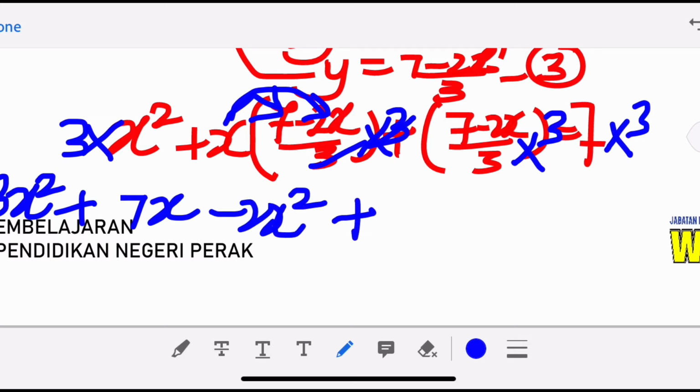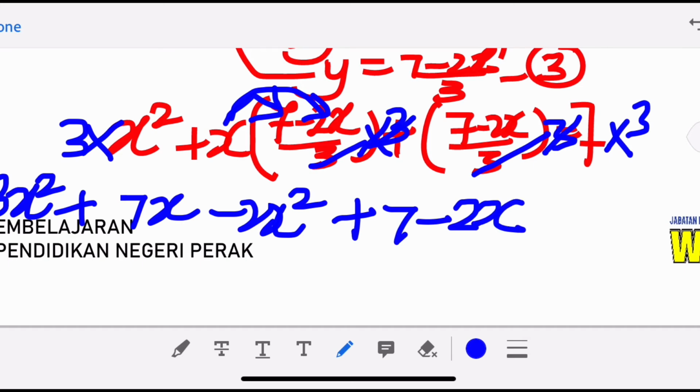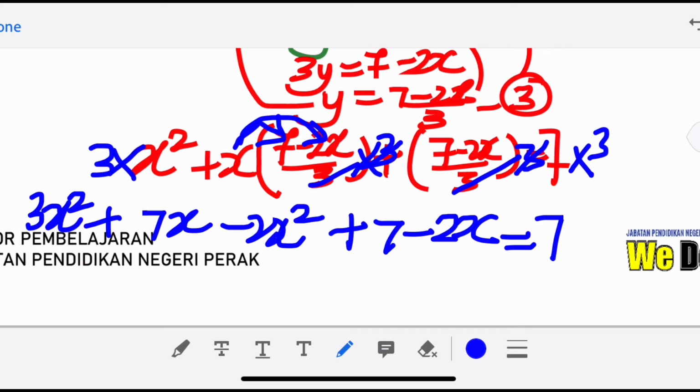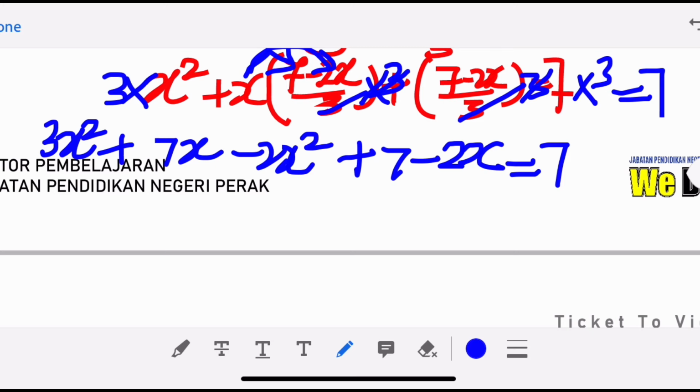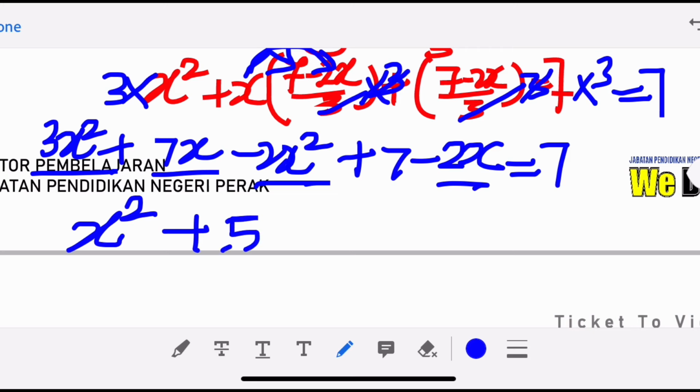Right, and then this 3 you cancel out, so it becomes very simple. In fact you don't have the times, because the 3 is cancelled out with the denominator. Is equal to 7. Alright, here is equal to 7. Don't forget. Now let's simplify further. We have like terms, so 3 minus 2 becomes x squared, right? And then we have 7 minus 2 becomes 5. Right, 5x.